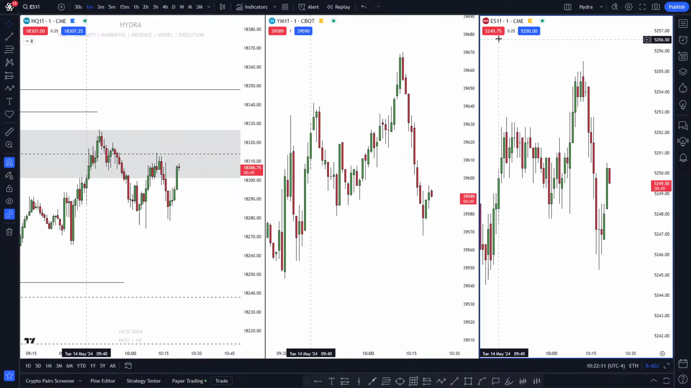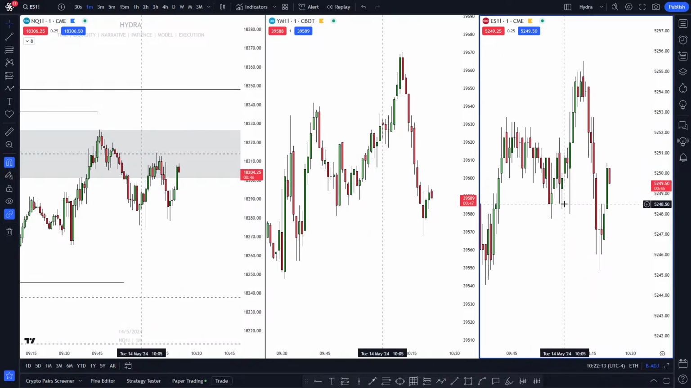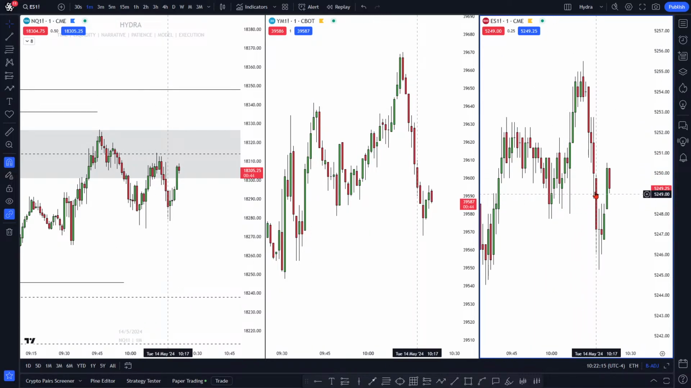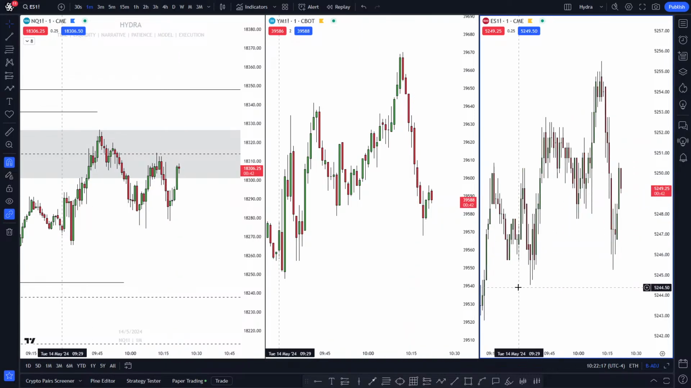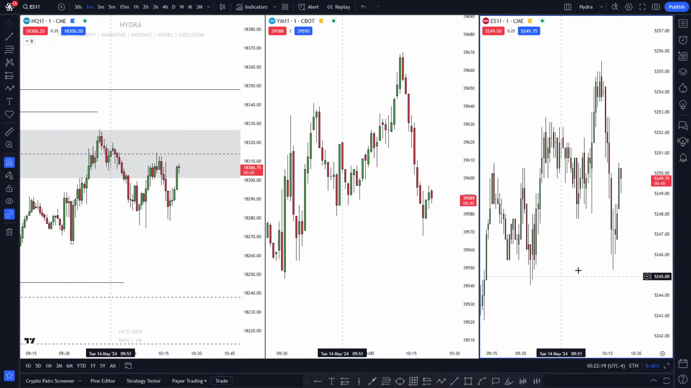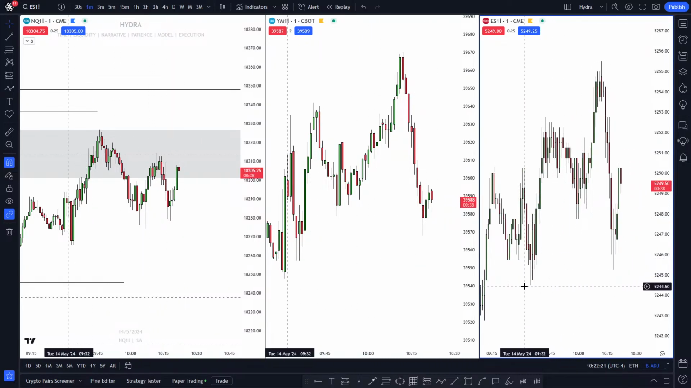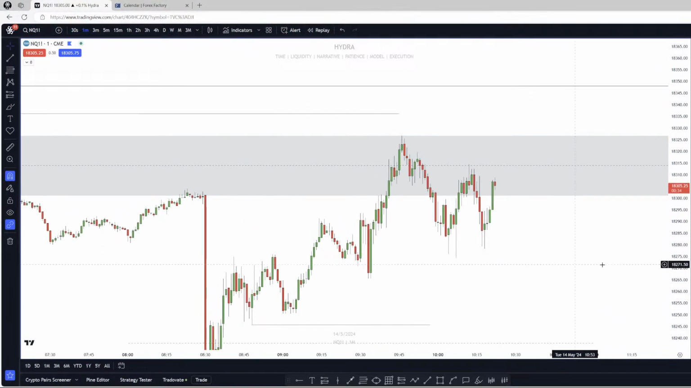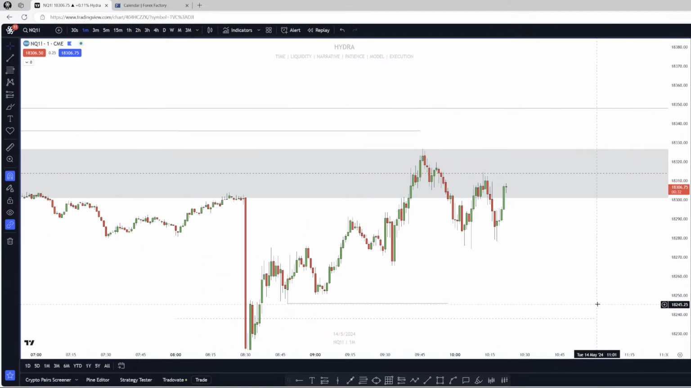Also, if you look at ES, we did activate the breaker with a fair value gap, but still we are manipulating a lot. We were so close to go below this low. No SMT again, and not good price action this week. A lot of manipulation.